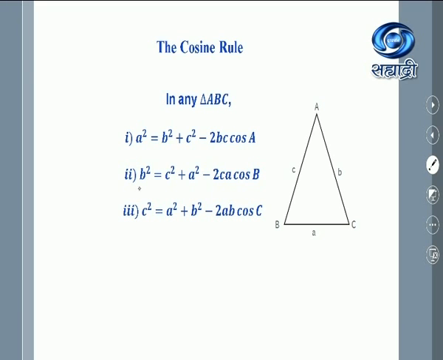Okay, if you want to write for B square, use the cyclic order. After B, C comes, after C, A comes. Therefore, it is C square plus A square. Follow the same procedure.